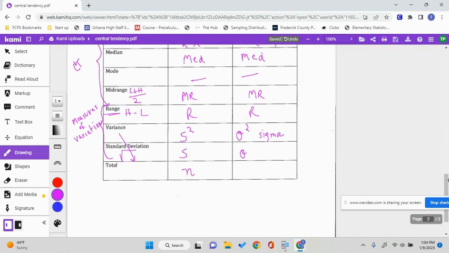Total means how many numbers do you have. If it's a sample, it's a little n. If it's a population, we use a big N.